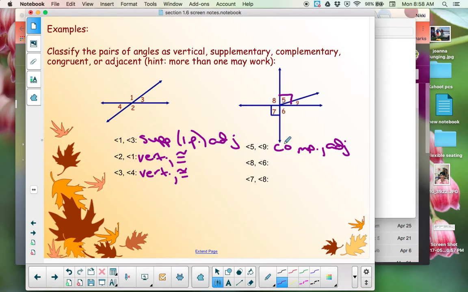8 and 6 would be vertical and congruent. They would also be supplementary because they would add up to 180. And angles, I suppose I should write that in, huh? Supplementary, congruent, vertical. 7 and 8 form a linear pair, so they are supplementary and adjacent. Linear pair, supplementary, and adjacent.